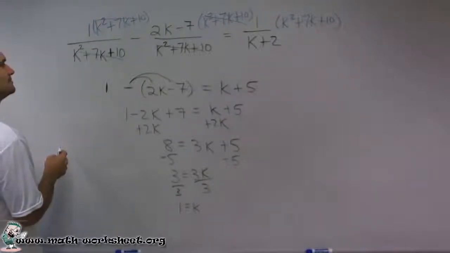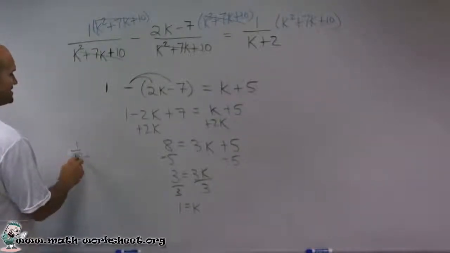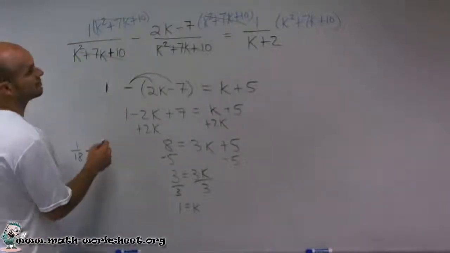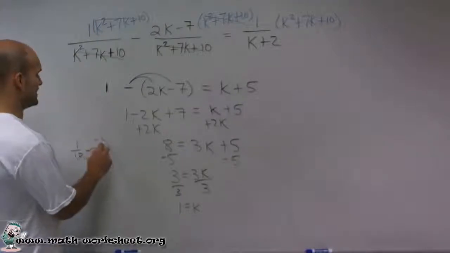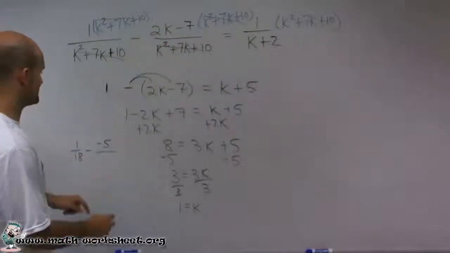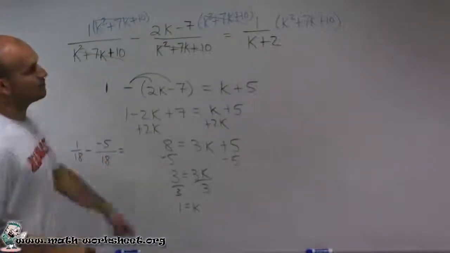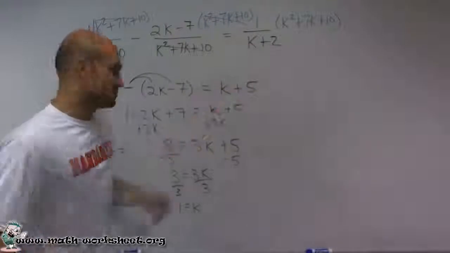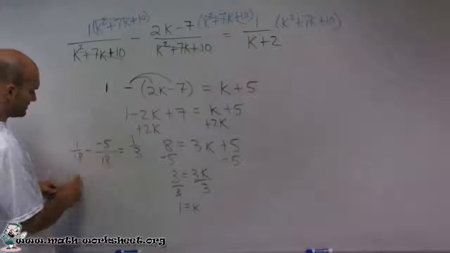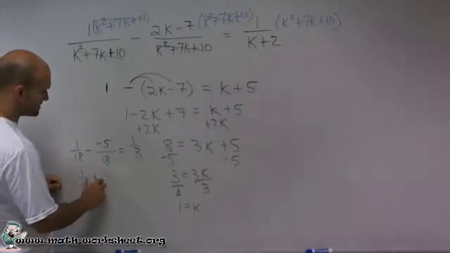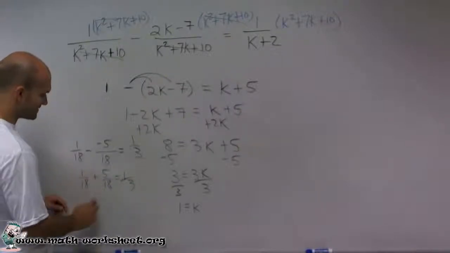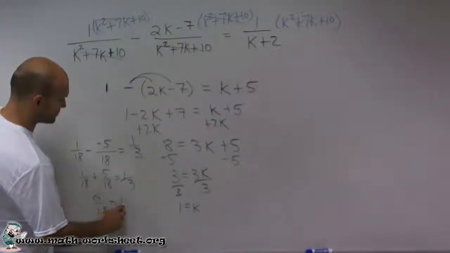Right? Yes. So I have 1 over 18 minus 2 times 1 is 2, minus 7 is, so it would be 2 minus 7, which would be negative 5, over, again, that's going to be 18, equals 1 over 1 plus 2 is 1/3. So now I need to take a look at this, and really a double negative is going to be 1 over 18 plus 5/18 equals 1/3. Well, 1 plus 5 is going to be 6 over 18 equals 1/3.